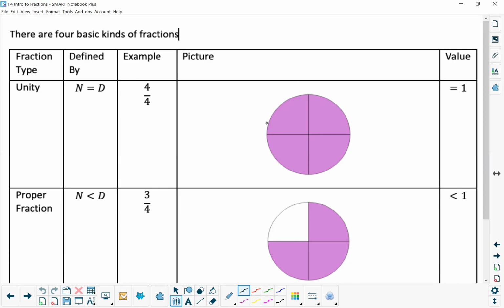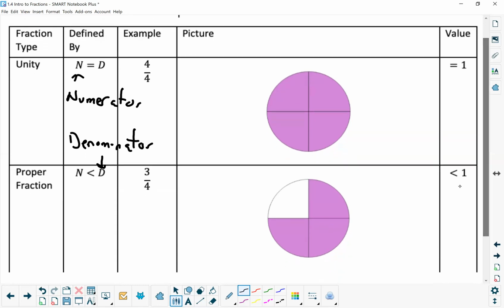A proper fraction, where the numerator is less than the denominator, so this n is the numerator, and the d is the denominator. So 3/4. Again, 4 pieces, only 3 of them are shaded. If we have a proper fraction, its value is less than 1.